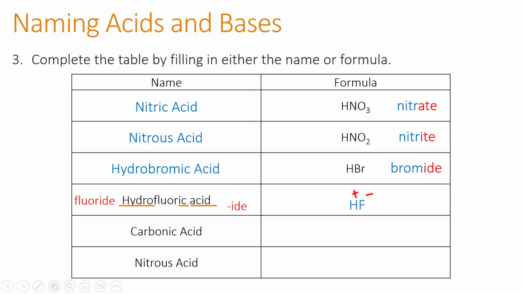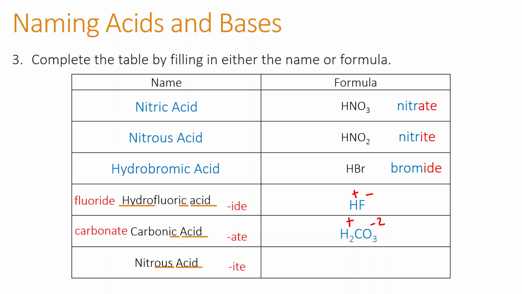Next, we have carbonic acid. This is an ic acid, which tells me that my anion originally ended with "ate." So this was originally carbonate. Carbonate is CO3 with a -2 charge. Hydrogen has a +1 charge, so that's why we need 2 of them, so that my overall charge is neutral or 0.